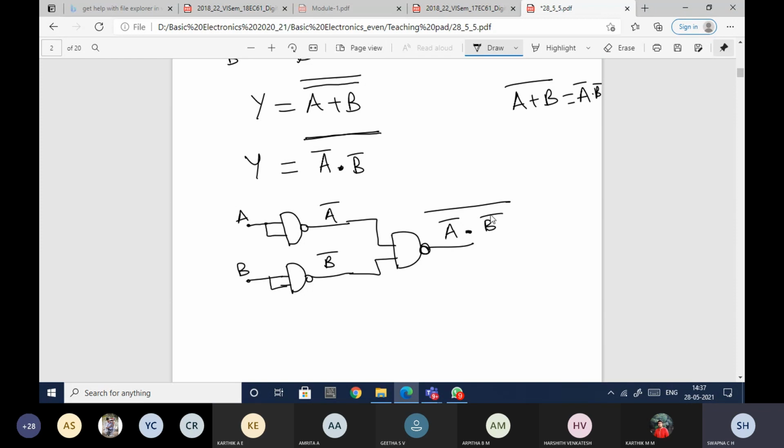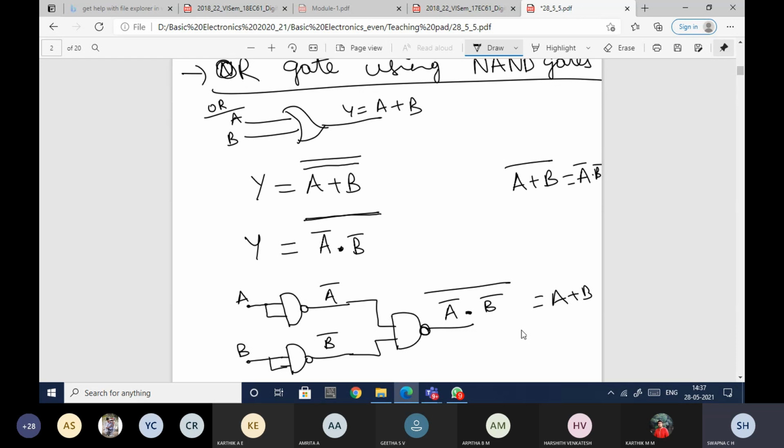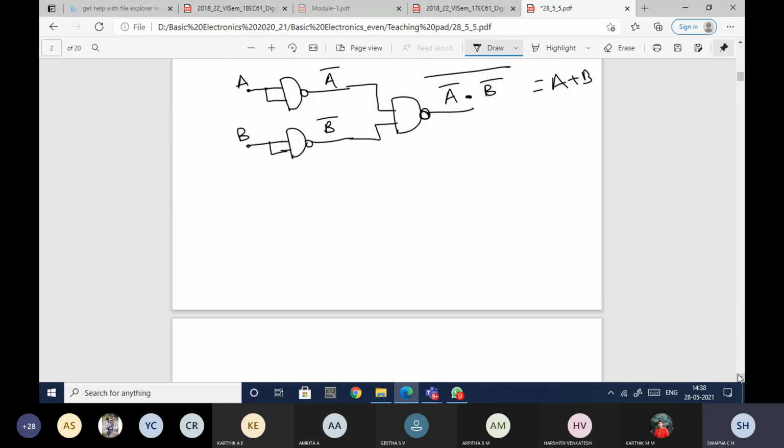So this is nothing but A plus B. When using A plus B only, we have got all this, right? Yes or no? Yes, ma'am. So this is the implementation of OR using NAND gate. Next.